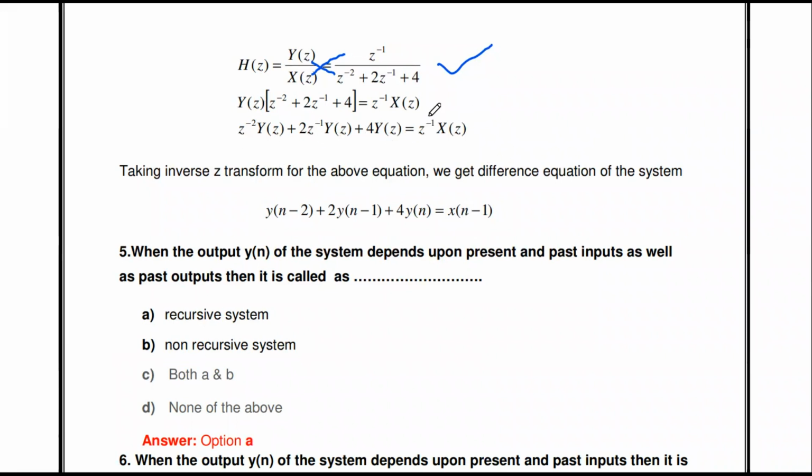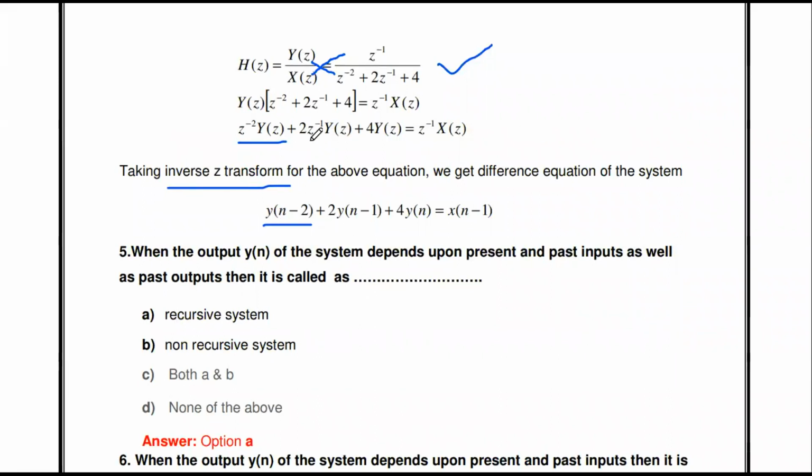For this equation, we have to take the inverse Z transform, so we follow the reverse procedure. What is the inverse Z transform of z power minus 2 into capital Y(z)? It is y of n minus 2. According to the time shifting property of the Z transform, the y of n minus 2, the 2-sample delayed signal, has the Z transform Y(z) multiplied with z power minus 2. So if you take the inverse Z transform of z power minus 2 Y(z), the answer is y of n minus 2.